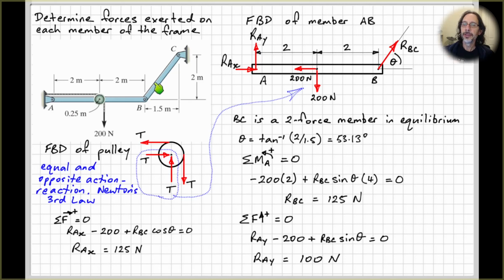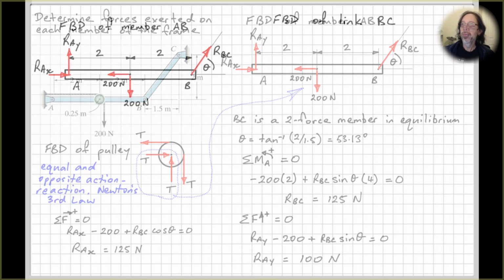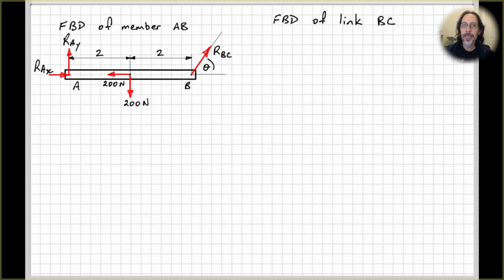Now let's look at member BC. Drawing a free body diagram now of the link BC. Right, because it's a two-force member in equilibrium, we know that the forces acting on this member must be along the lines joining B to C.